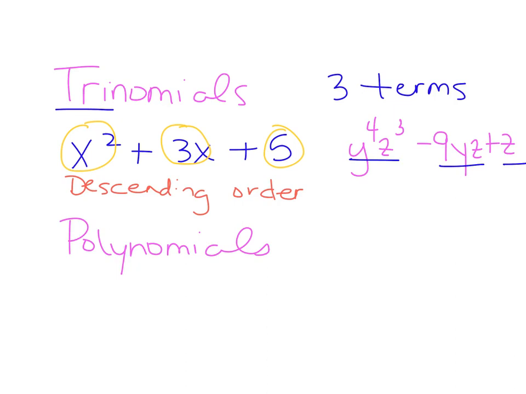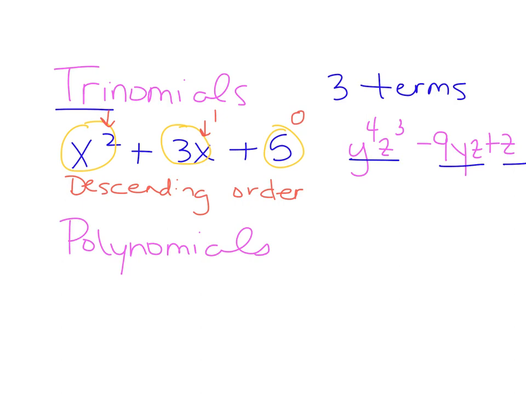Descending order means if you look at the variable in the problem, so if I look at that first trinomial, x squared plus 3x plus 5, the x's are in descending order. The power on this x is 2, the power on this x is an imaginary 1, and there is no power of x here. So 2, 1, 0 goes in descending order. It goes down.